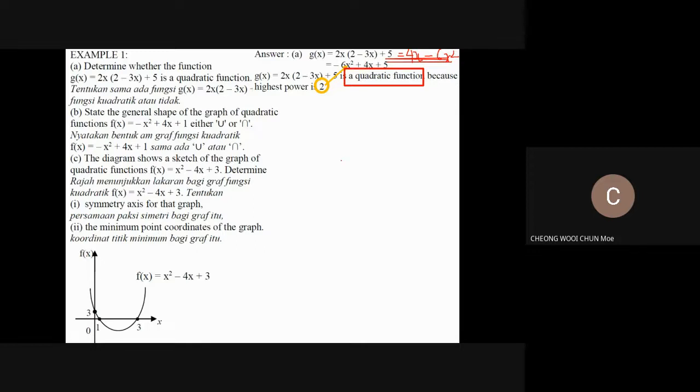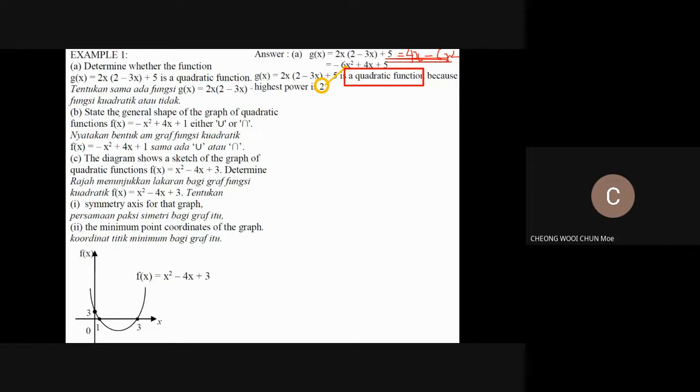Okay, so determine whether it's a quadratic function or not. Highest power is 2, so it's a quadratic function, and it has one variable only, x only. So it's a quadratic function. If the question says determine, you need to explain that the highest power is 2.